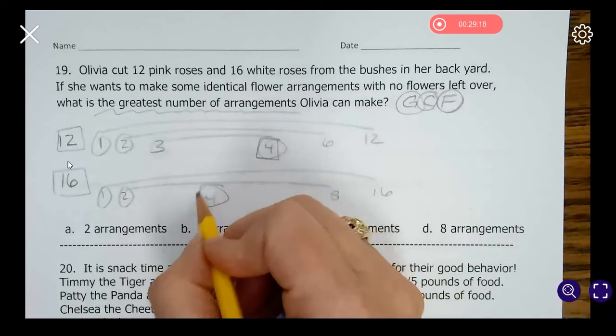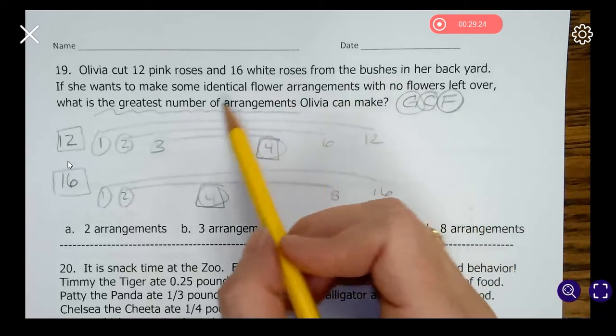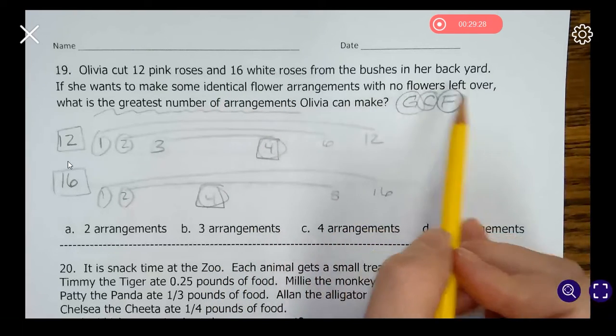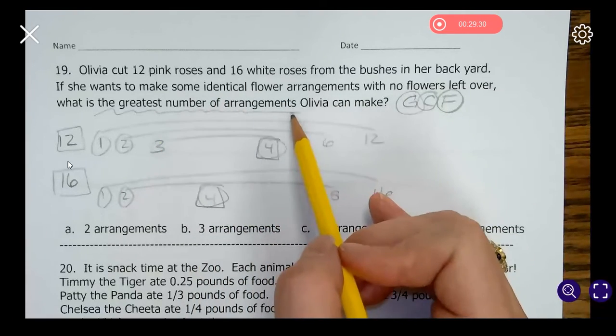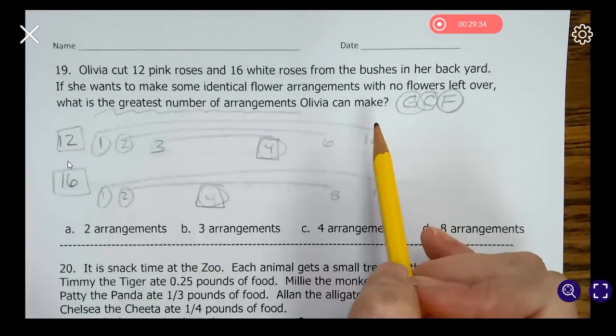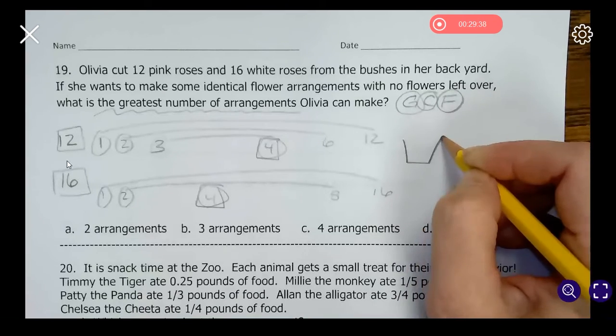Okay, so what does this mean? It says here, if she wants to make some identical flower arrangements with no flowers left over, what is the greatest number of arrangements Olivia can make? So she's going to make 4 flower arrangements, okay? So she's going to have 4 arrangements.